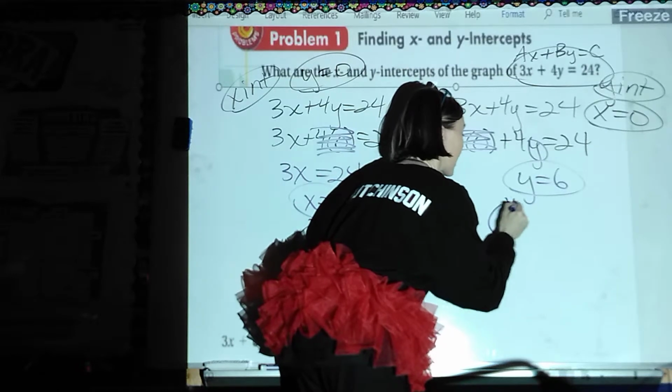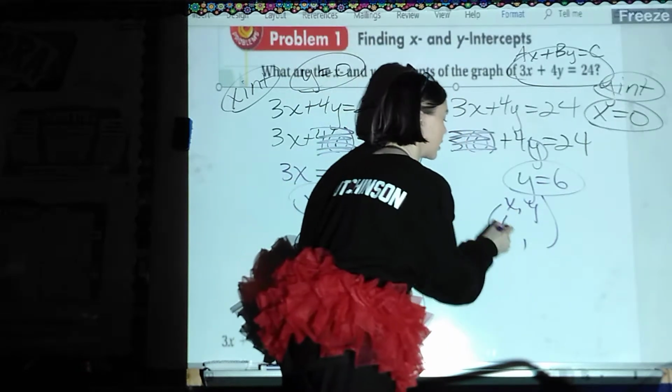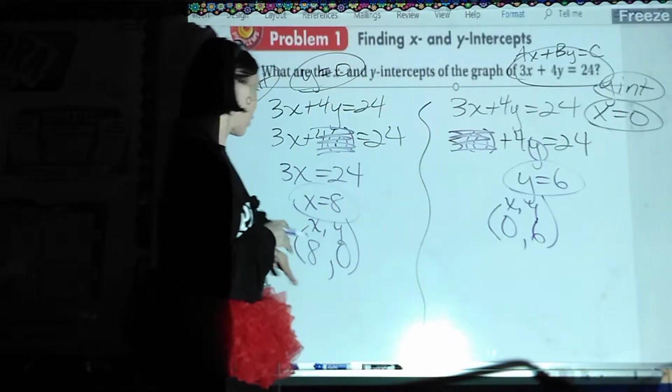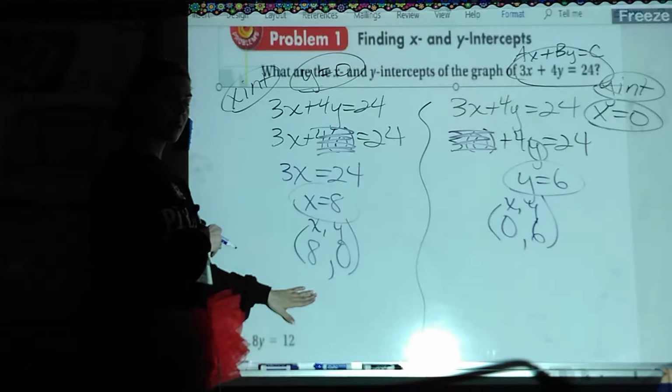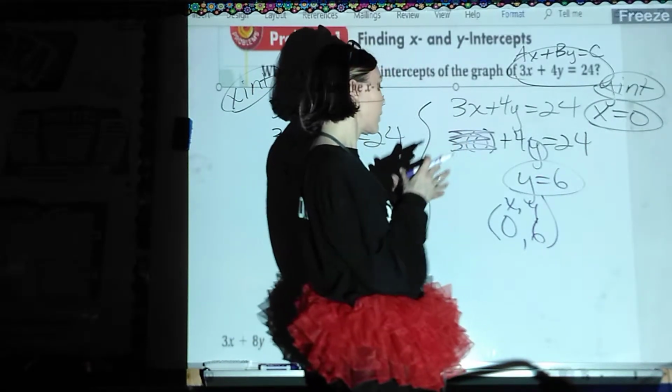So here's our x value and our y value, right? And we said that our x is equal to 0 and our y is equal to 6. Okay, so our x-intercept is (8, 0), and our y-intercept is (0, 6). How do we graph this?